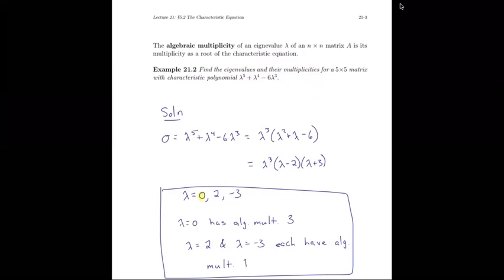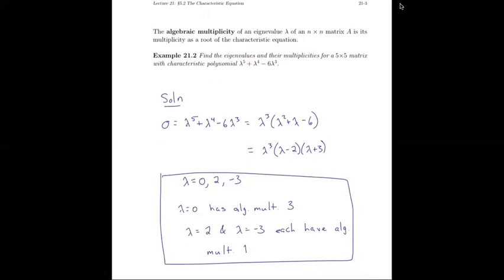which, by the way, tells us that whatever this 5 by 5 matrix is, it's not invertible. It has 0 as an eigenvalue. And we also have lambda equals 2 and lambda equals negative 3 as solutions to the characteristic equation. So those are our eigenvalues for this given matrix from this characteristic polynomial.